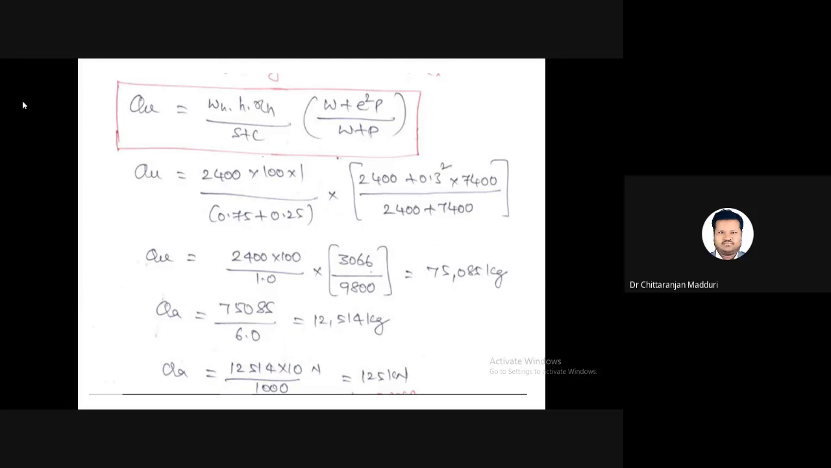Next, allowable load is equal to ultimate load divided by factor of safety. So in engineering news formula, factor of safety is assumed as 6. So allowable load equal to 12,514 kgs. By converting into kilonewtons, allowable load is equal to 125 kilonewtons.